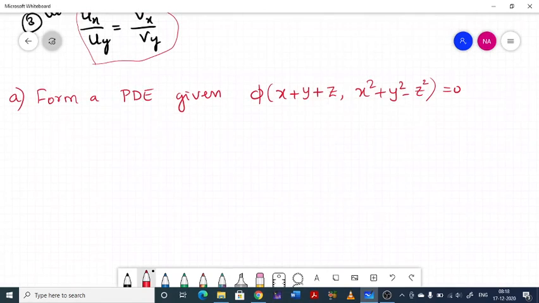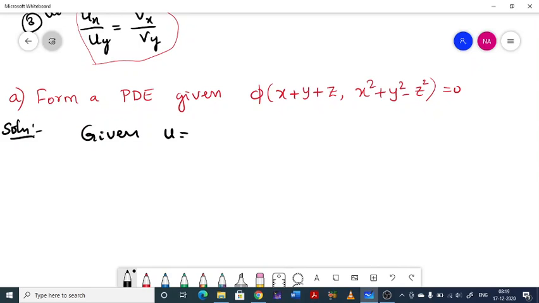Now let us discuss the problem on this. First problem I am going to consider. Form a PDE given phi of x plus y plus z comma x square plus y square minus z square equal to 0. Solution: given u equal to x plus y plus z, v equal to x square plus y square minus z square.